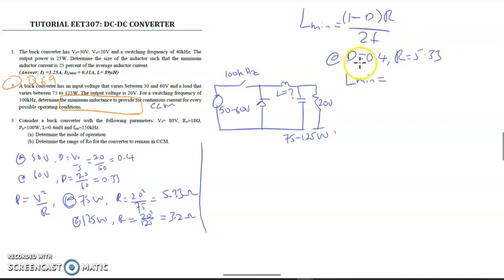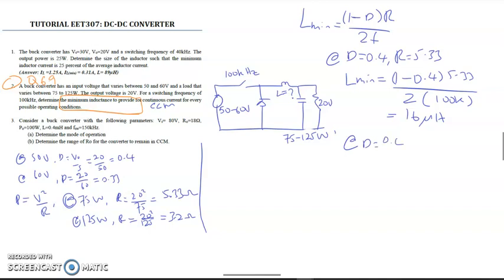At duty cycle of 0.4 and R of 5.33 ohm, using this formula, L minimum we found to be 1 minus 0.4 of duty cycle times 5.33 divided by 2 times frequency 100 kilohertz. So the value of minimum inductance for that scenario is 16 microhenry.